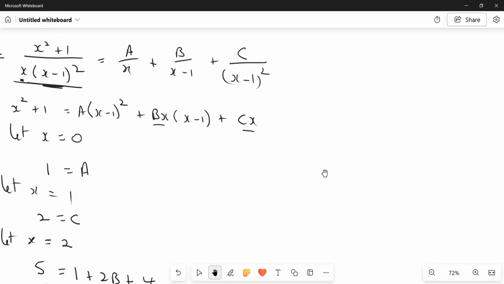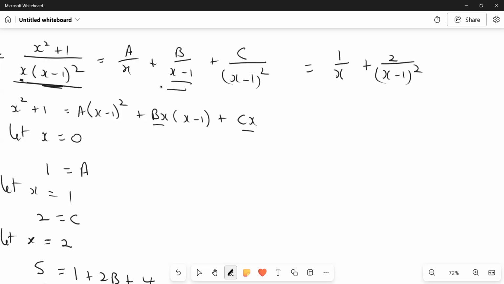So what we're seeing here, in this case, you might say, man, we go through all of this to find out that this is equal to A, which is 1 over x, plus C, which is 2 over x minus 1 squared. Now the middle term here goes away. Not in every case when you're dealing with repeated factors. It so happened that in this one, that term goes away, but not always, right?